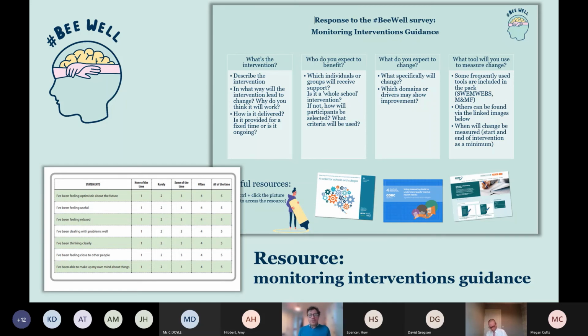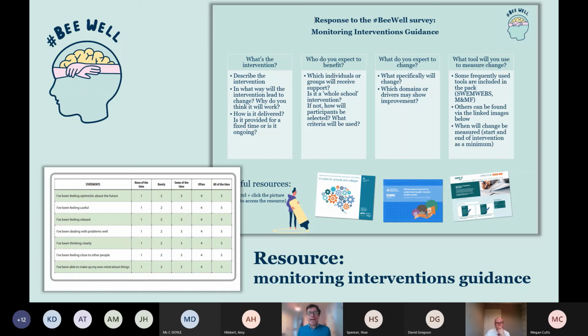What you then want to do is find an intervention that actually changes that, makes things better in that area. Does it have an evidence base to show that it does make a change in that area? What makes you think it's the right thing? So have a think about it, and then think about the delivery. So is it something that's an ongoing intervention? Is it provided for a fixed time? These are the kind of questions to ask. It's all in the resource.